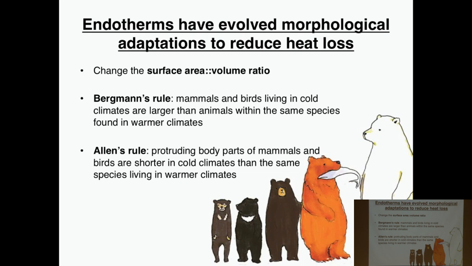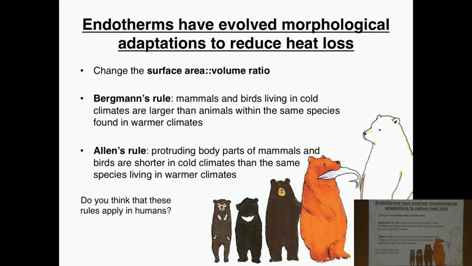So Bergmann's rule refers to the overall body size, and it states that overall, animals that live in colder climates will have bigger bodies because it reduces the surface area to volume ratio. Allen's rule refers to appendages. So B, Bergmann for body, A, Allen for appendages. Allen's rule is that protruding body parts of mammals and birds are shorter in cold climates when you compare them to individuals of the same species living in warmer climates.